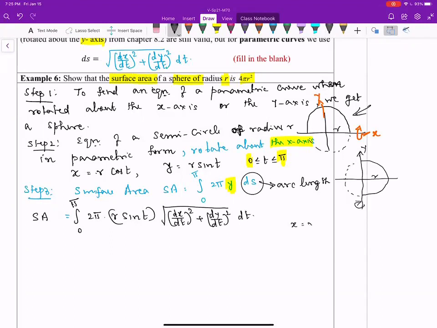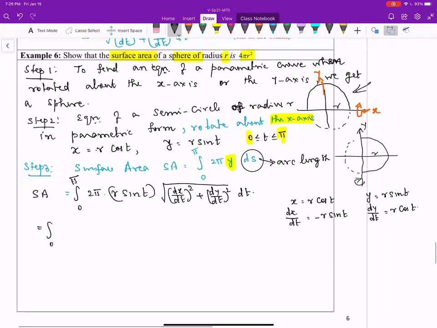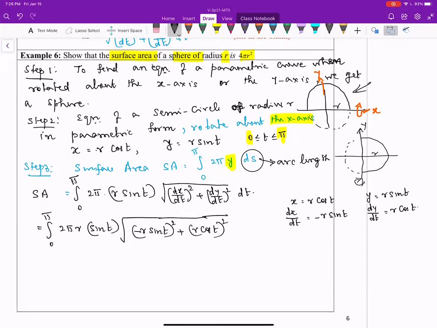We know that x equals r cosine t, so dx by dt equals negative r sine t. y equals r sine t, so dy by dt equals r cosine t. If we substitute them here, it is 2 pi r sine t times the square root of (negative r sine t) squared plus (r cosine t) squared, dt.